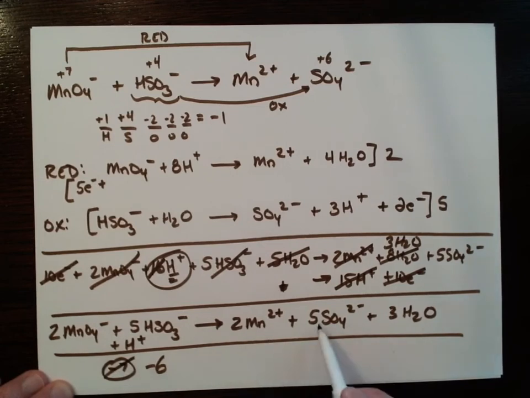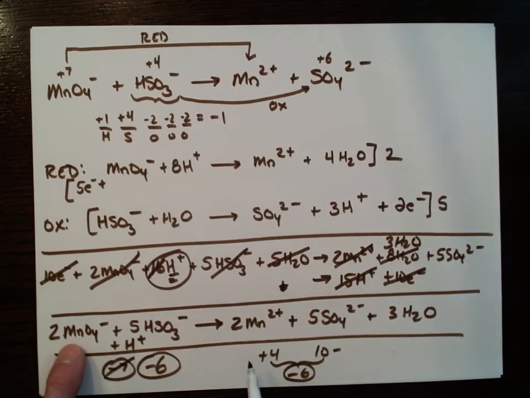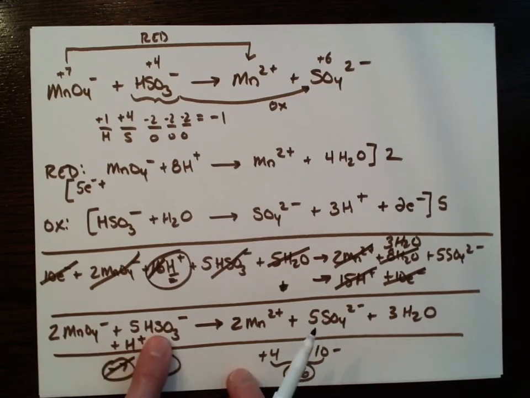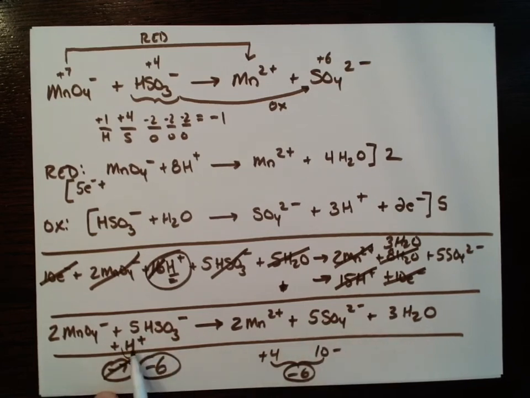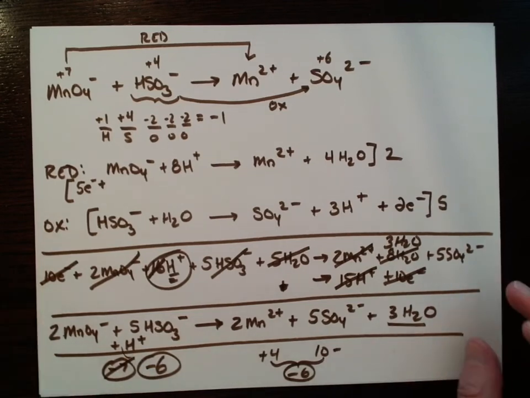And on this side, I have 10 negative, 5 times a negative 2, and 2 times a positive 2. You put those together, and you got a negative 6. So I know it's balanced for charge. Let's see if it's balanced for mass. 2 manganese, 2 manganese. How many oxygens? 2 times that, that's 8 plus 15. What is 8 and 15? 23. 5 times 4 is 20, and 3, that's 23. Whew, that's good. How many sulfurs? 5 sulfurs. 5 sulfurs. Awesome. How many H pluses? Don't forget this one this time. 5, 6 hydrogens. Look at that. 6 hydrogens. This equation is balanced for both charge and mass.